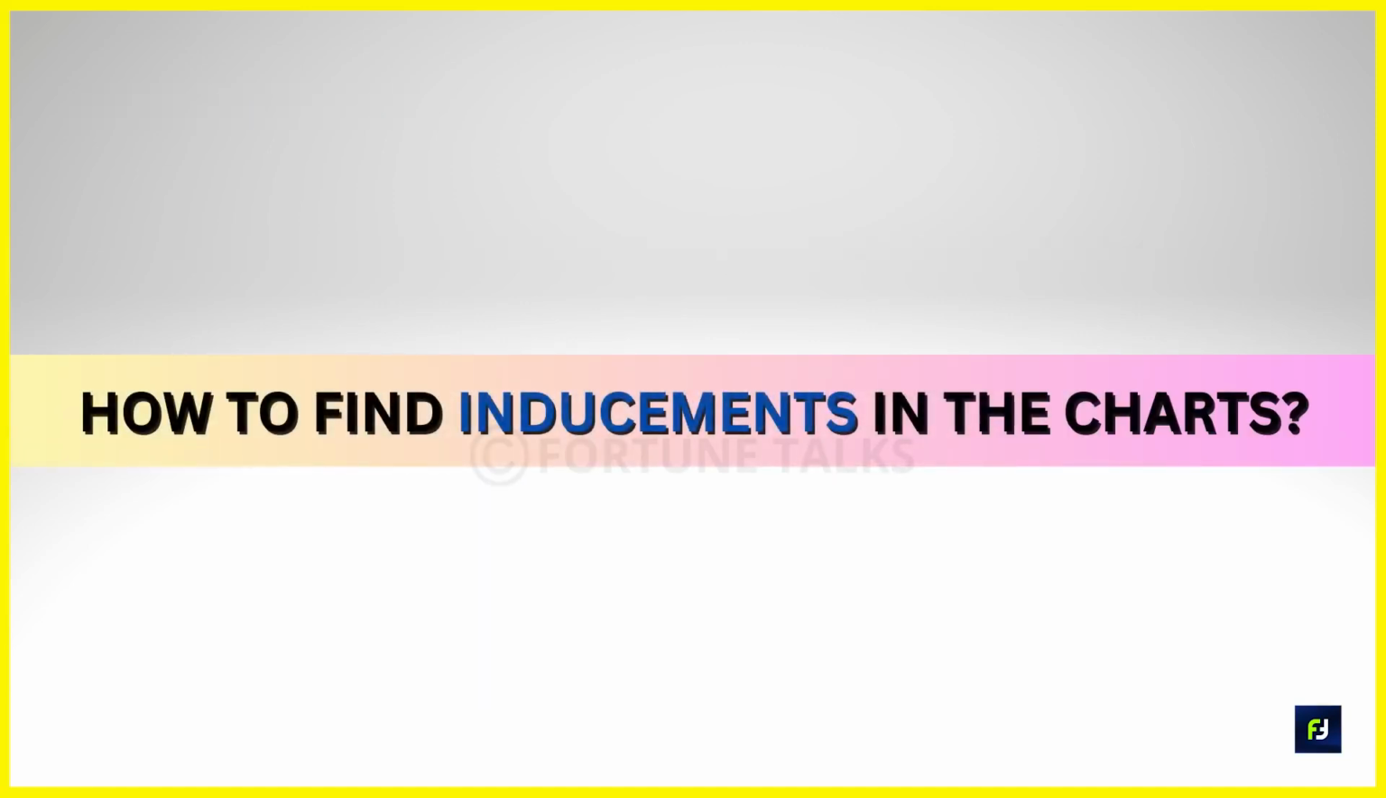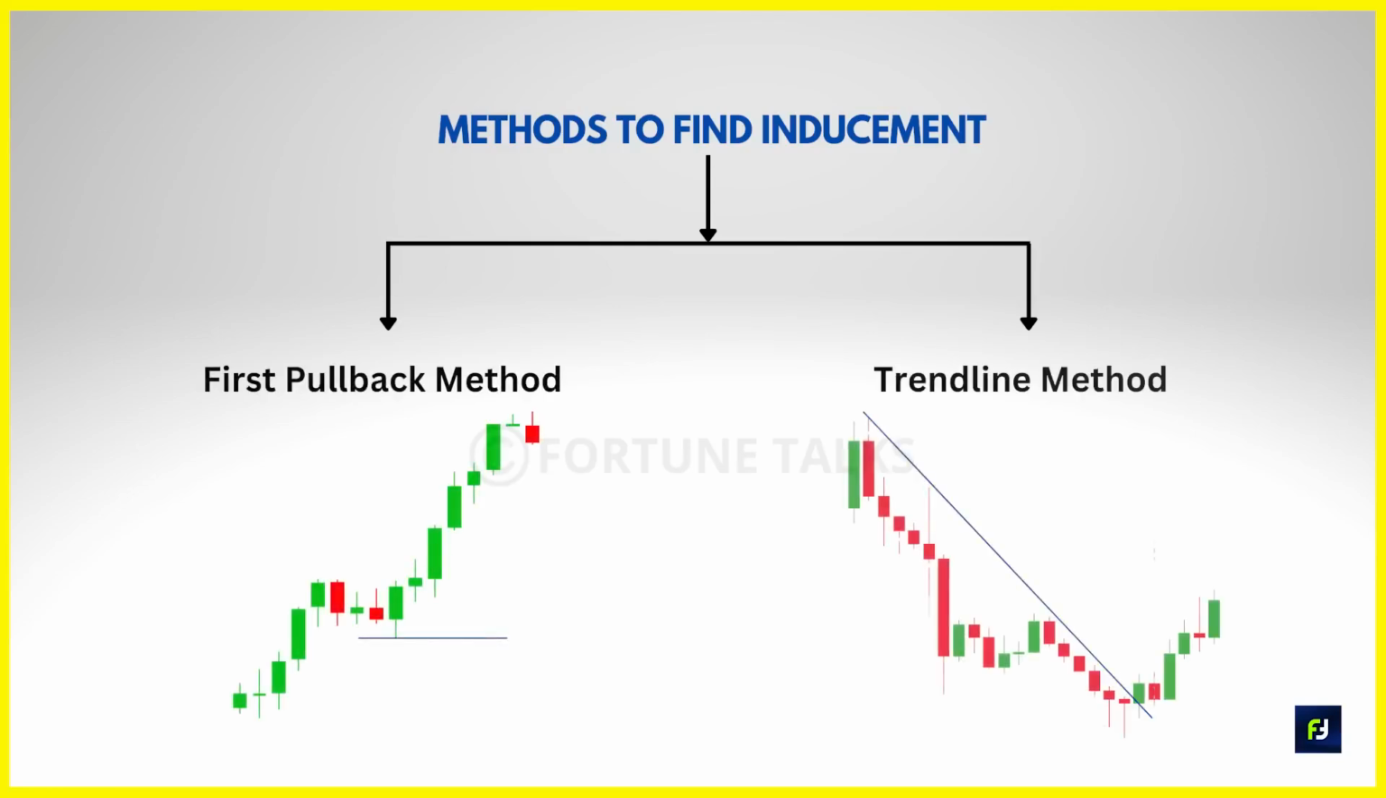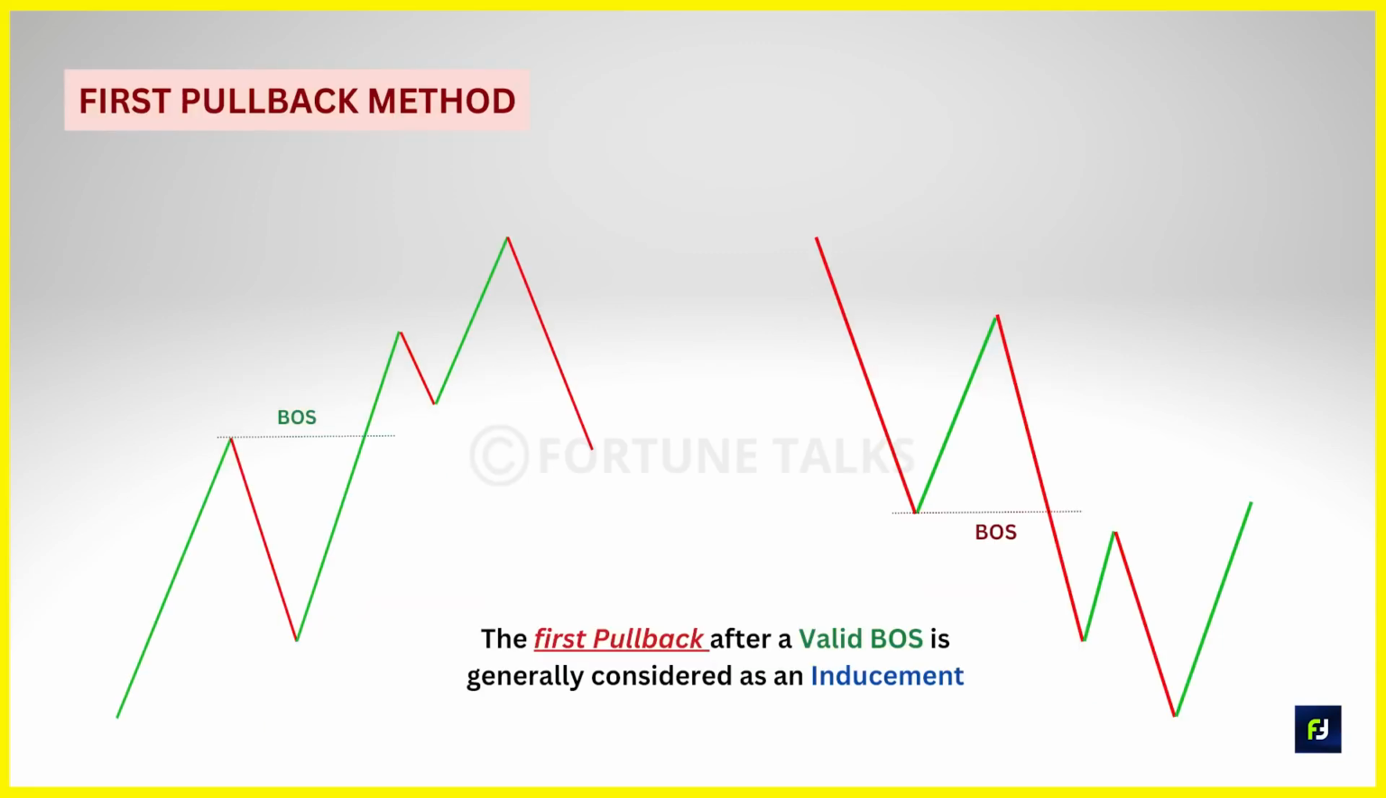Now, how exactly can we find inducements in the charts? What are the things that we need to consider? So there are two methods which you can apply to find inducements, both of which have certain limitations of their own. These are the first pullback method and the trendline method. Let's talk about the first pullback method. This is actually the first pullback after a break of structure.